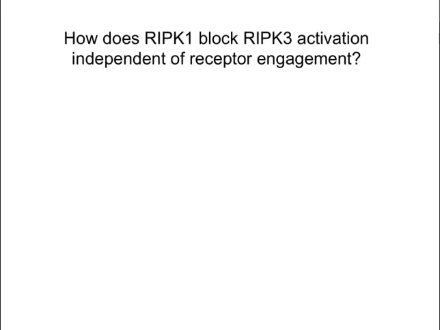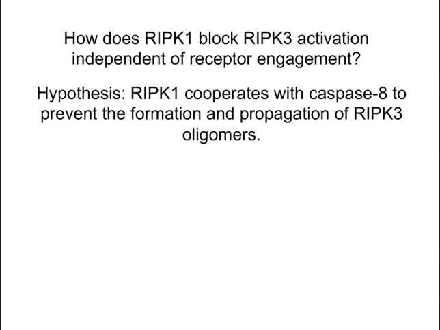And so this was kind of interesting and surprising to us. And of course, we wanted to understand how RIP1 might be able to block RIP3 activation independent of receptor engagement. So in this spontaneous formation of these RIP3 oligomers, how is this being blocked by RIP1? And we hypothesized that RIP1 might cooperate with caspase-8 to directly prevent the formation and propagation of RIP3 oligomers. That is to say, RIP1 is acting at the level of oligomerization to prevent the formation of these RIP3 oligomers that are required for the execution of necroptotic cell death.